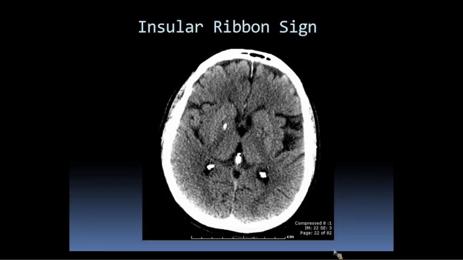Now, this is something called the insular ribbon sign. You can jump in with this. Do you know what side the stroke is on? Can you tell? The right. So over here, and that's also the radiologic right. And the reason why, exactly right, is because we don't see the insular ribbon.